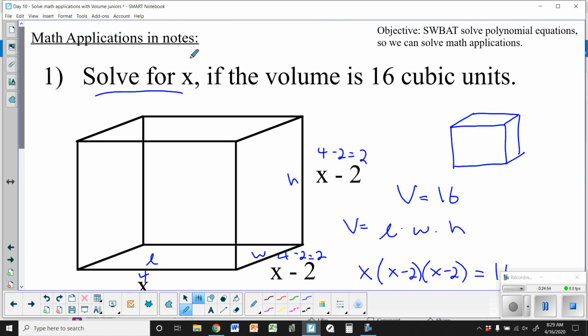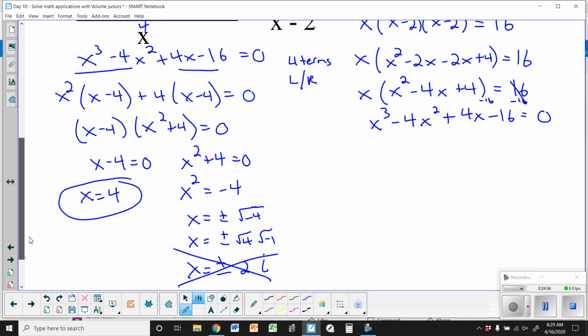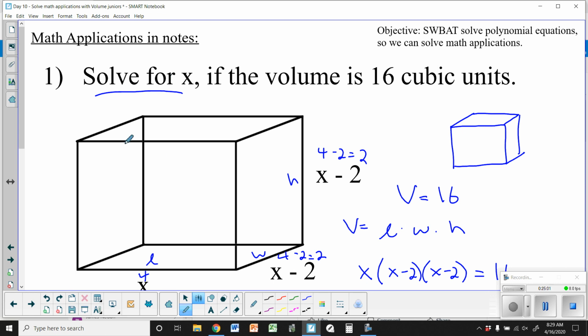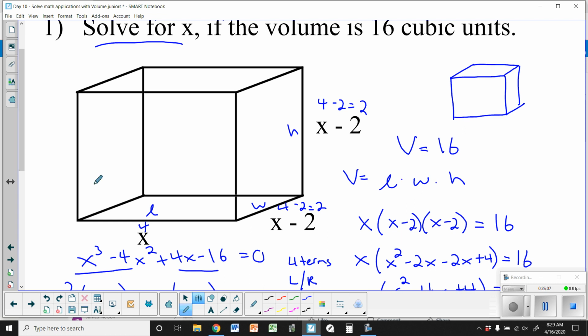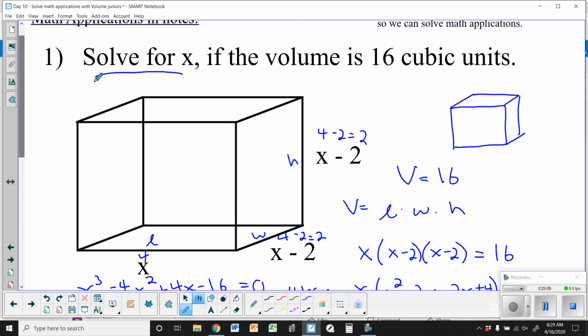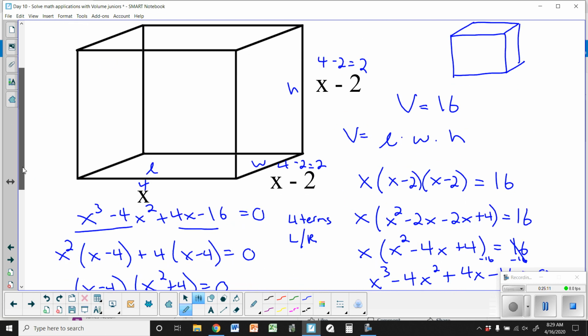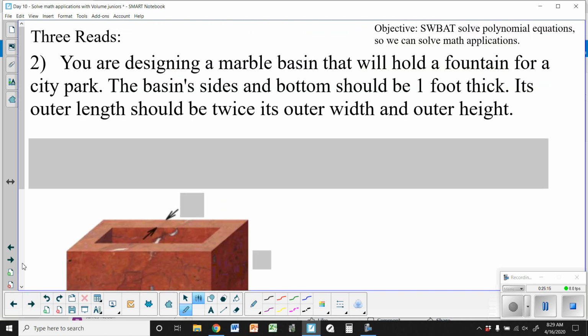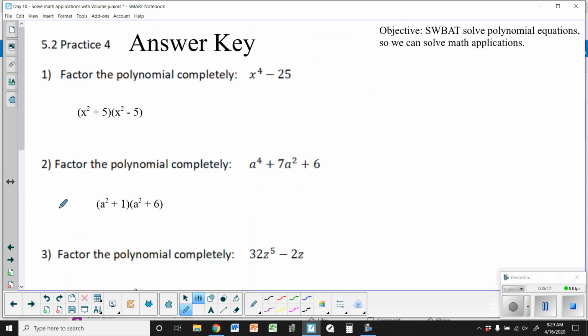But this problem just said to solve for x. So really our answer, I just circled it, is x equals 4. Sometimes these problems might ask for the dimensions, or they might ask for a length or a width. So we have to be careful about what the question is asking for. This one just said solve for x. All right, so let's go on to correcting our homework here. We'll come back to that problem on another day.